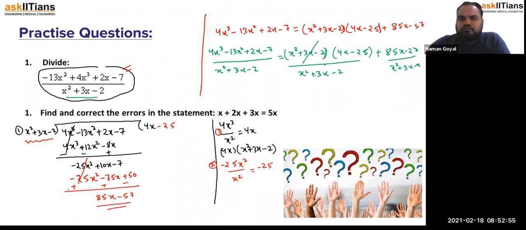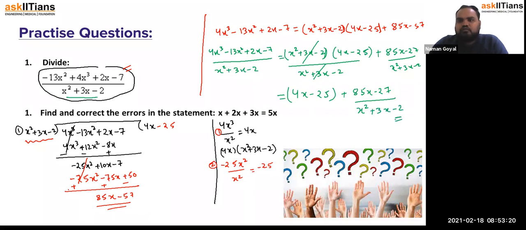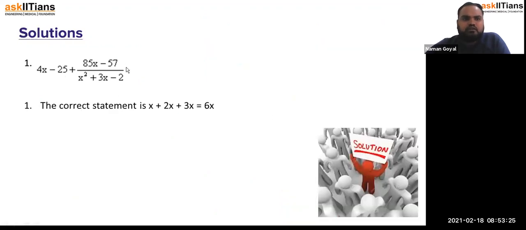Now if you see, this quantity will cancel out each other, and what we get as final answer is 4x minus 25 plus 85x minus 57 upon x square plus 3x minus 2. Are you getting my point? Okay, so if you see, we got the same answer.